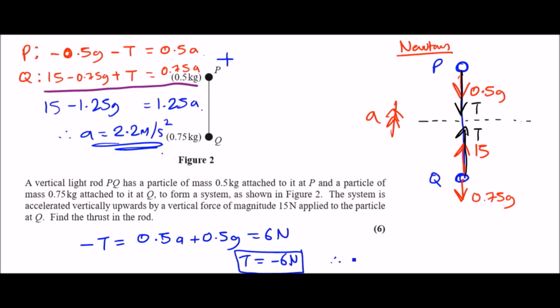So the final result would therefore be that the thrust is plus 6 newtons, because there has to be a positive value. And that's it, guys. I hope this helped, and let me know if you have any further suggestions for this question. I would like to hear them, but otherwise let's move on to the next one.